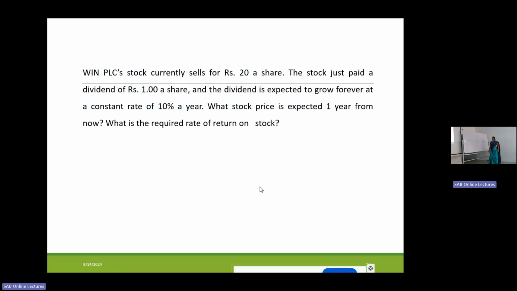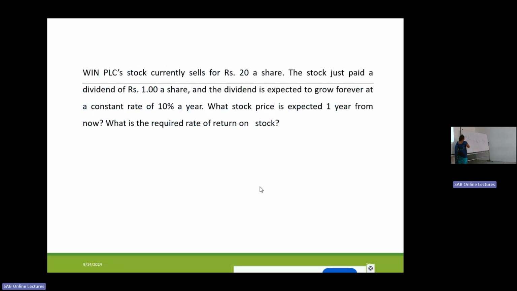How to solve this? If you apply the constant growth model, according to the constant growth model, value at 0 is equal to next period dividend divided by required rate of return minus constant growth rate. Here the value is given as 20. In the question, you are given the value at 0 is 20.